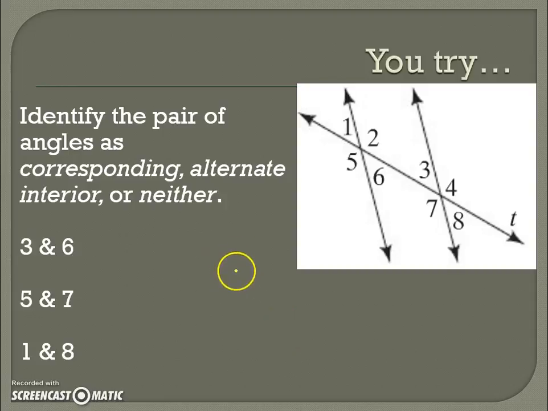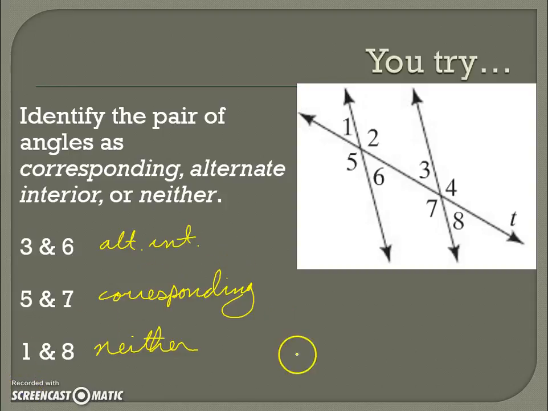Here's one for you to try. The answer will be up in 3, 2, 1. All right, so here's what I got. So double check against that. See if you have the same. If not, go back and find your mistake.